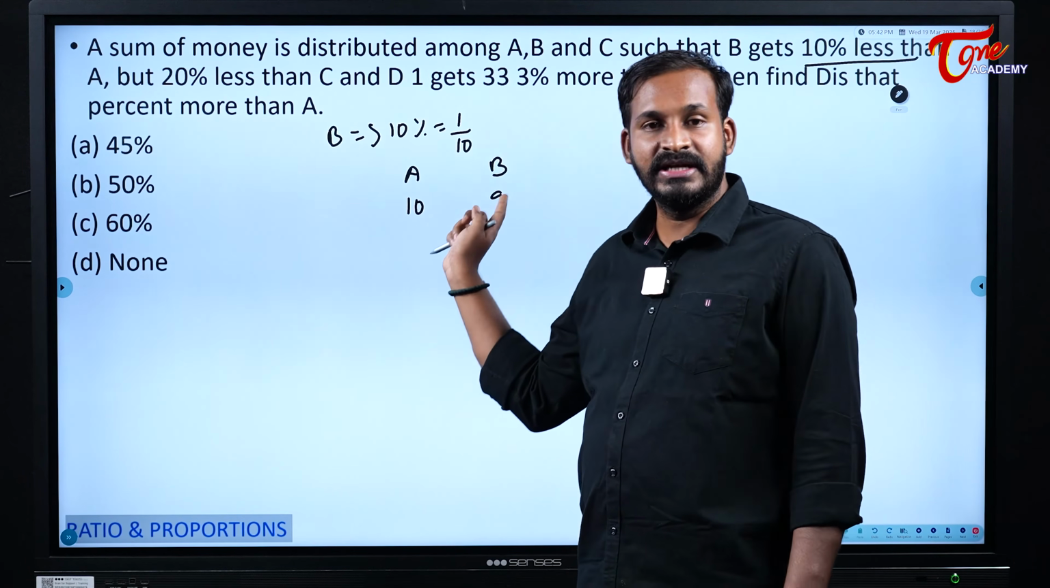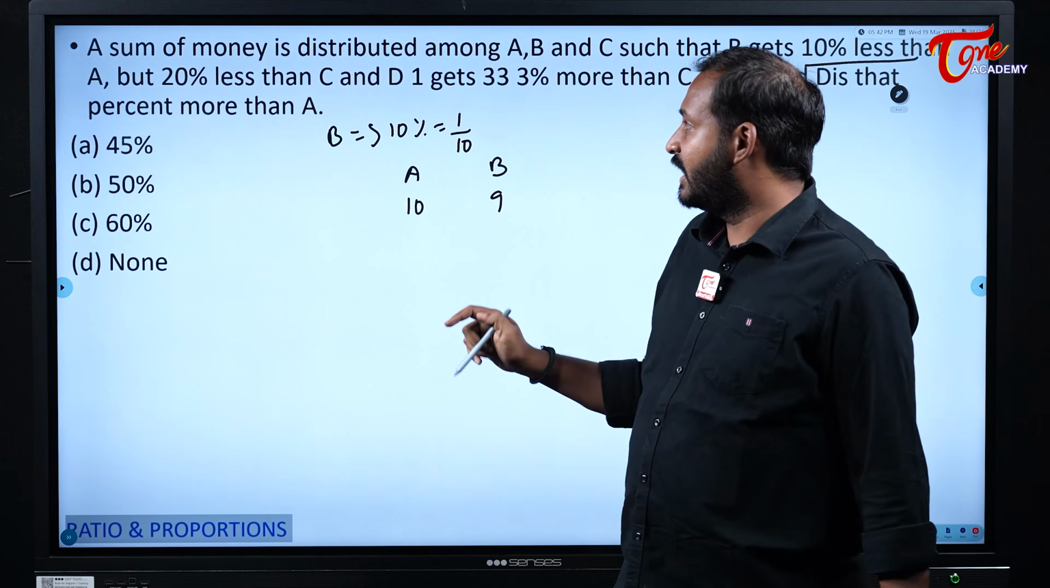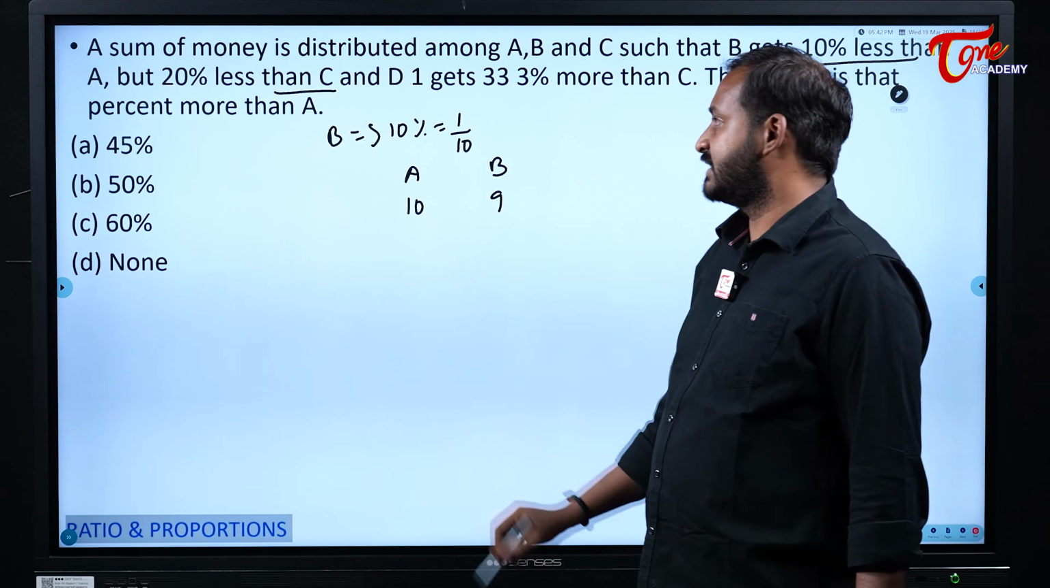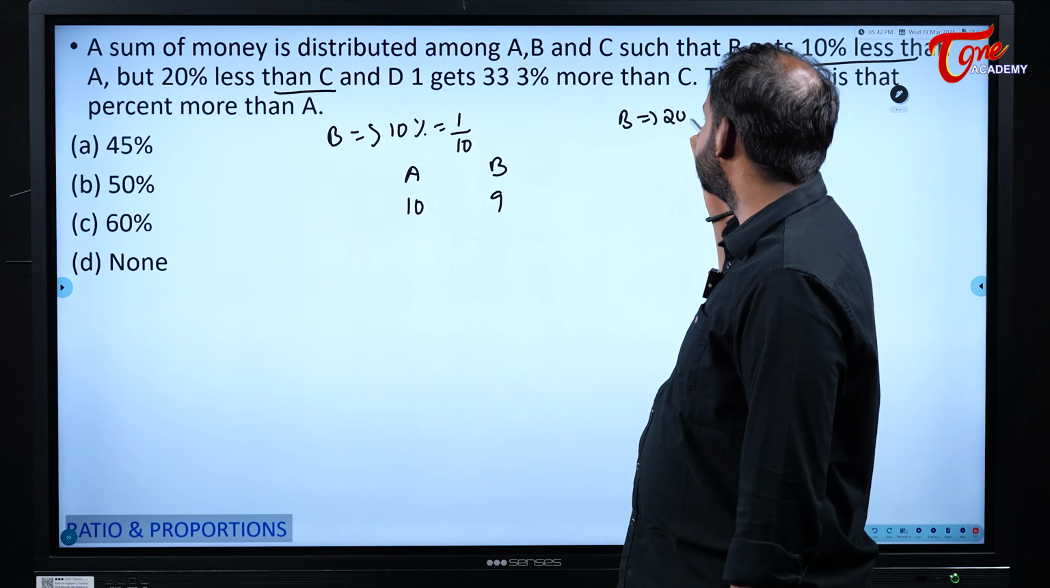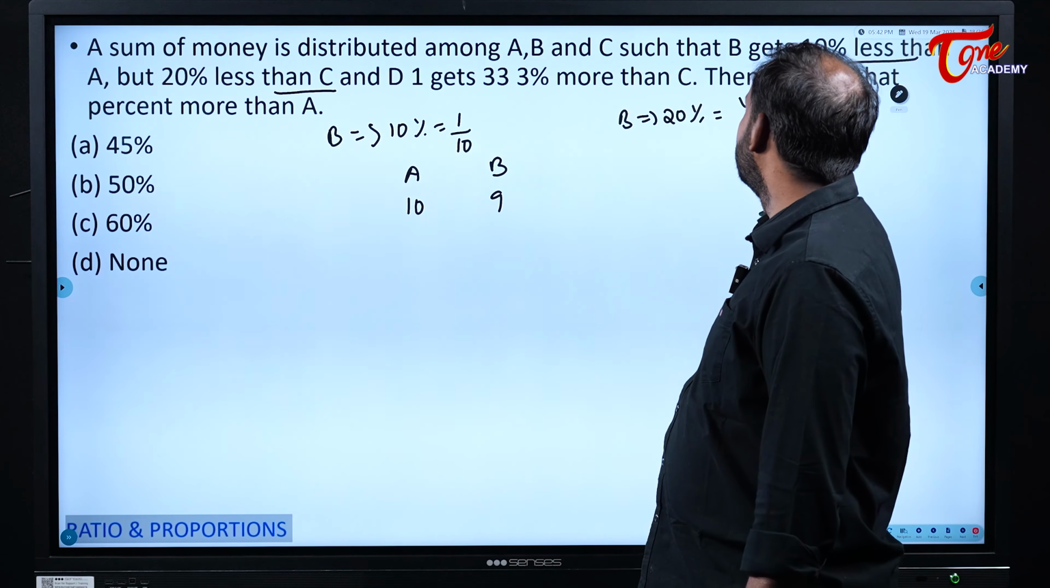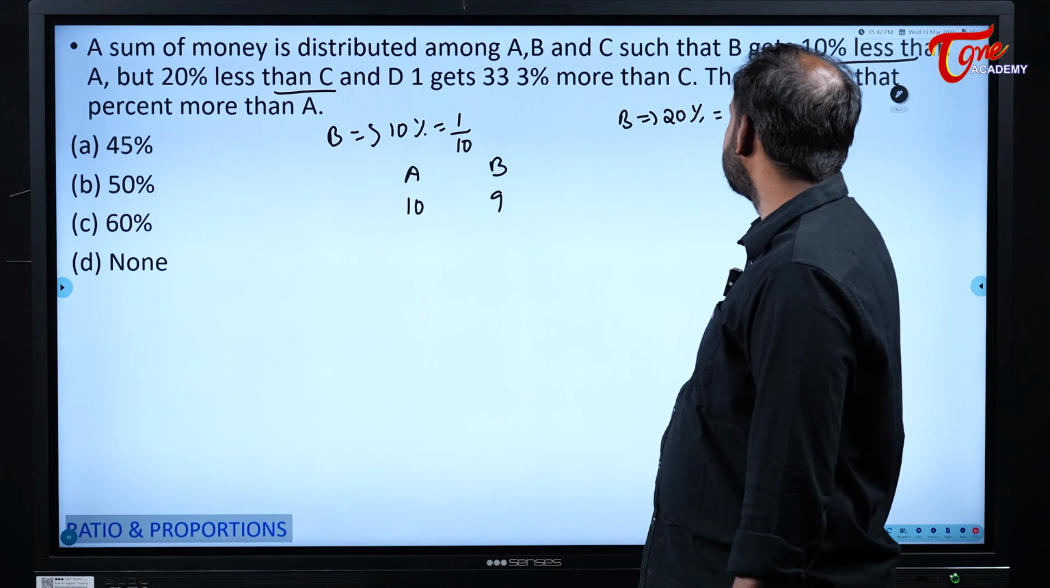Here it is less, so I will take A as 10 and B as 9. Next, B is 20% less than C. The same, B is getting 20% less than C. 20% means what? 1 by 5.